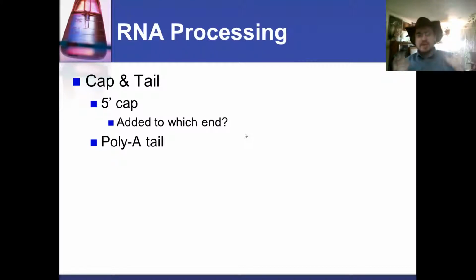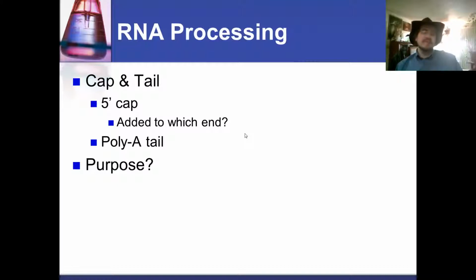Okay, so then we have the poly A tail. Poly A tail is added on the other end, the 3' end. And I'll give you one guess as to what nucleotide you find most in the poly A tail. Did someone say adenine? Correct, sir. Your deductive reasoning skills are fantastic.